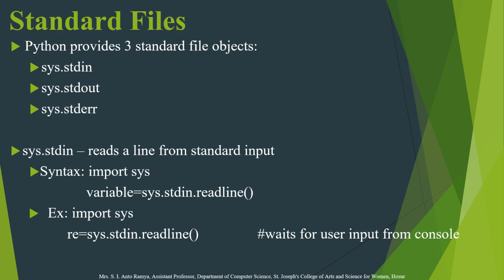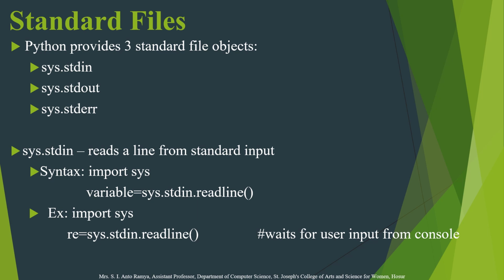Then we have three standard file objects. One is stdin, which stands for standard input, then standard output and standard error. So sys.stdin is used for reading a line from your standard input, meaning from whatever we are giving in the console input, from there it will read.